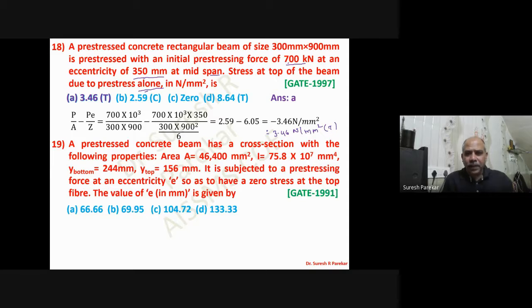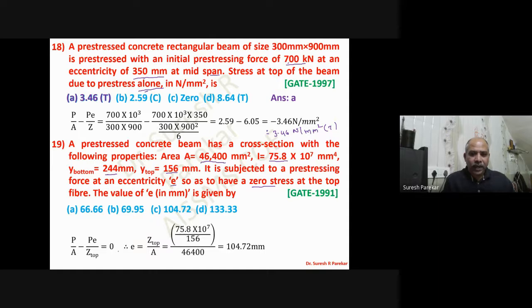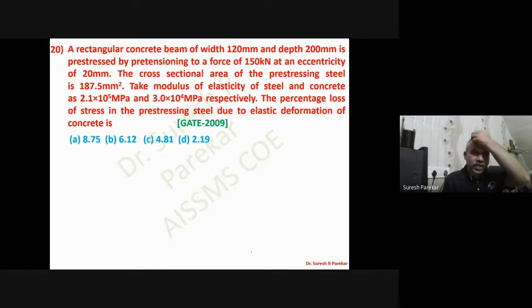Then a pre-stressed concrete beam. Here the value of A is given, the cross section is given directly, then the value of I is given, the value of Y bottom and the value of Y top are given. It is subjected to a pre-stressing force with eccentricity E so as to have zero stress at top. So we have P by A minus PE by Z, and we equate this to zero because the stress at top is 0, from which we get E is equal to Z top by A. That gives me the value 104.72 millimeters. Option is C.